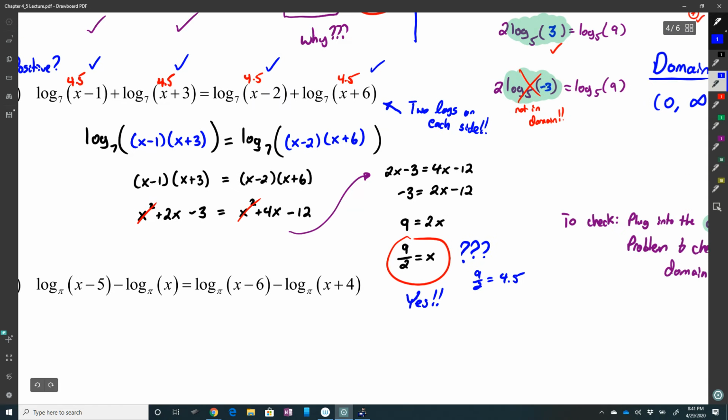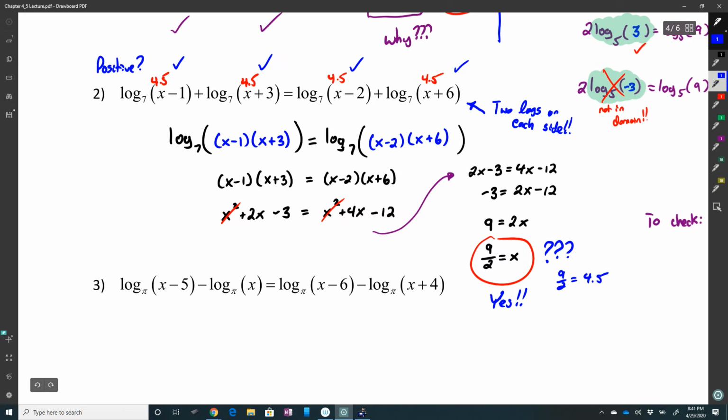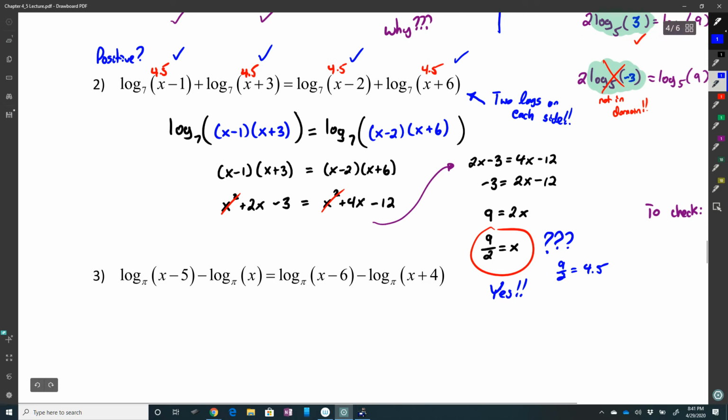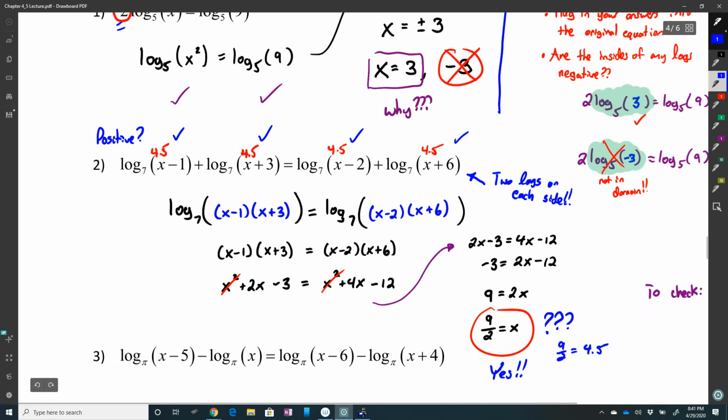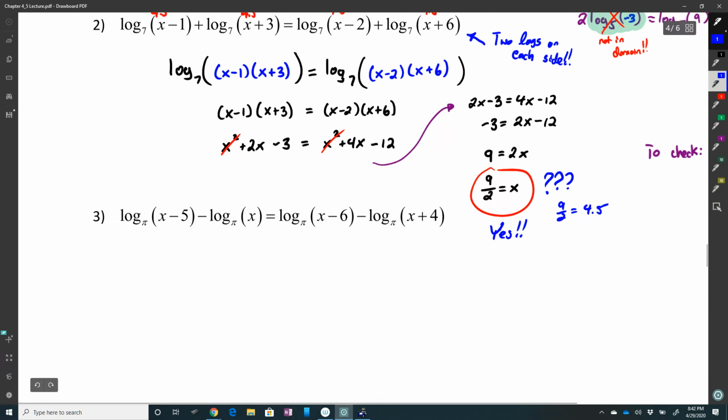If just one of them doesn't work, there's no solution. So you could have a problem with 99 logs in it, and if just one log doesn't work, it's not a solution. All right, so let's do this next one. Very similar, except instead of the product rule, it's going to be the quotient rule.